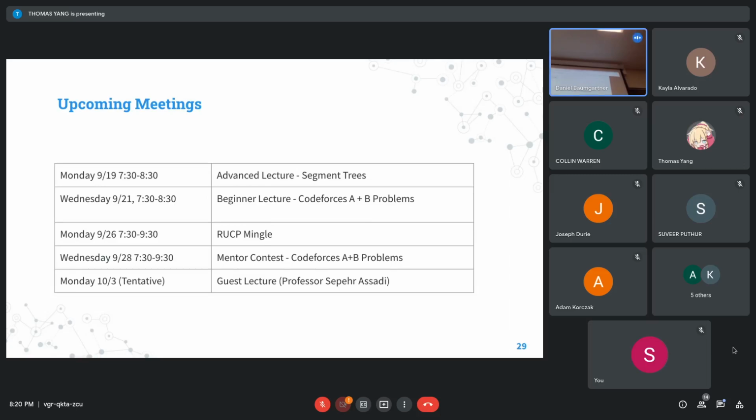And then the final tentative big event, or not big, but interesting event, is that we're going to have Professor Asadi. He taught undergrad algorithms for me. His research is in big data streaming algorithms and sublinear algorithms. So it should be interesting. It won't be as much competitive programming as it would just be a theory talk. So if you're interested in that kind of stuff.